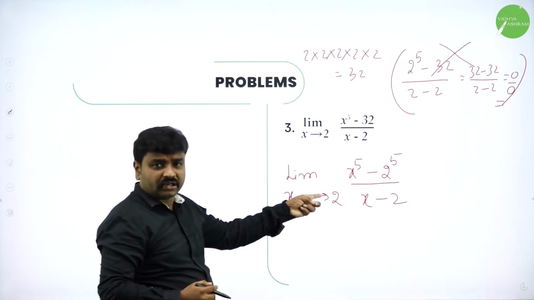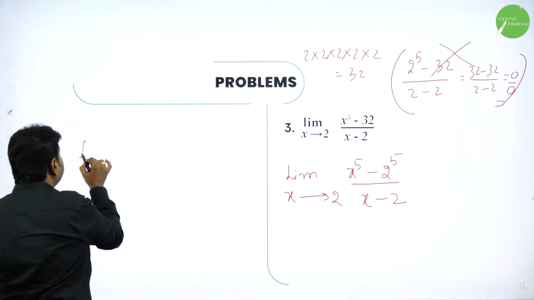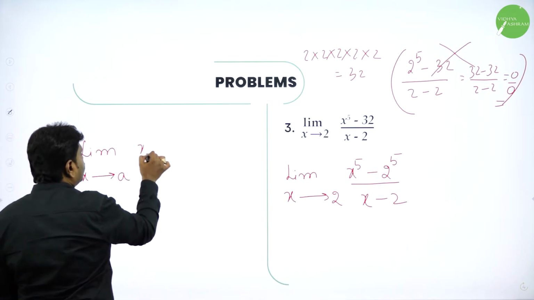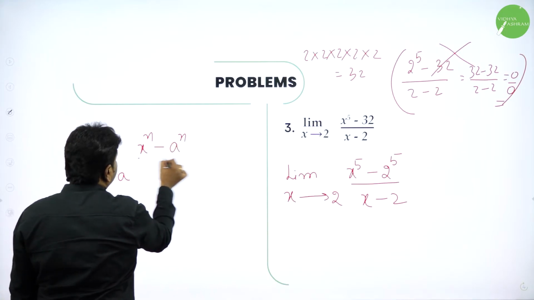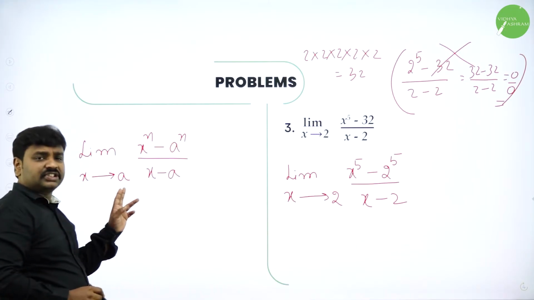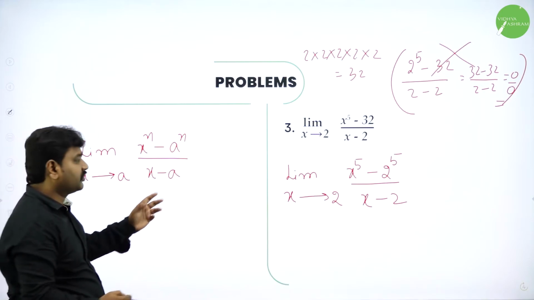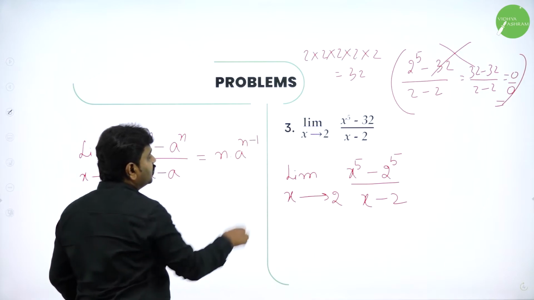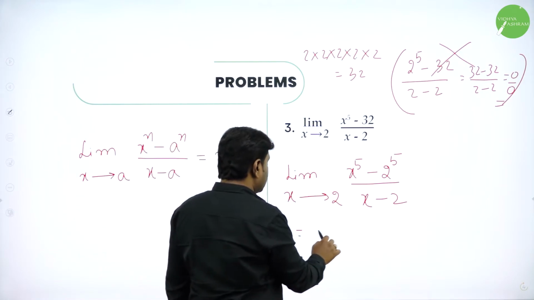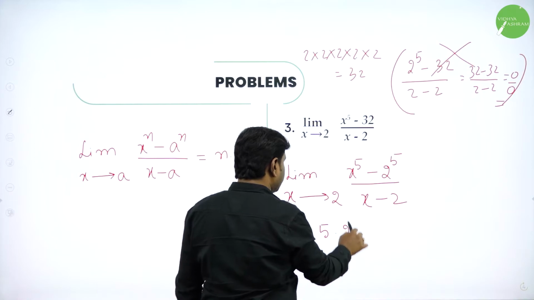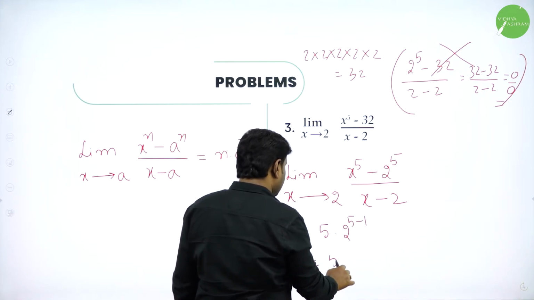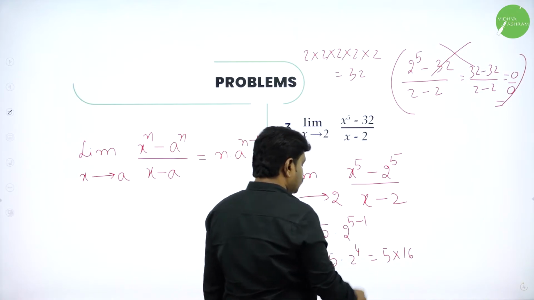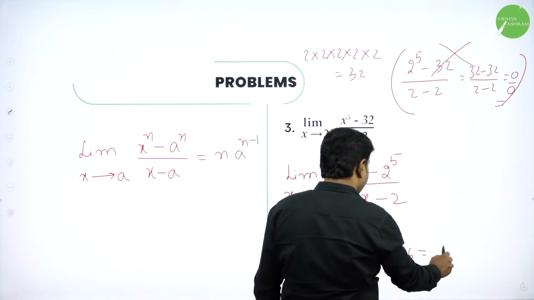Now observe carefully. Is the given problem in the form limit x tends to a, x power n minus a power n by x minus a? Yes. So if it is in the standard form, the answer is n into a power n minus 1. So now what is the answer for this? The answer is n into a power n minus 1, that is 5 into 2 power 5 minus 1. That is 5 into 2 power 4. 2 power 4 is 16. So 16 into 5, that is 80.